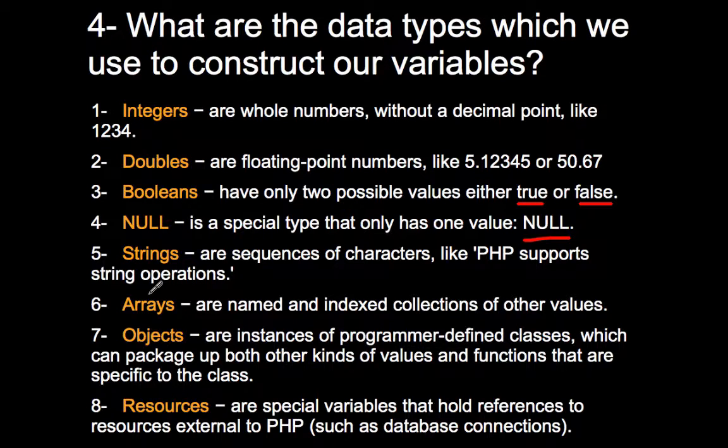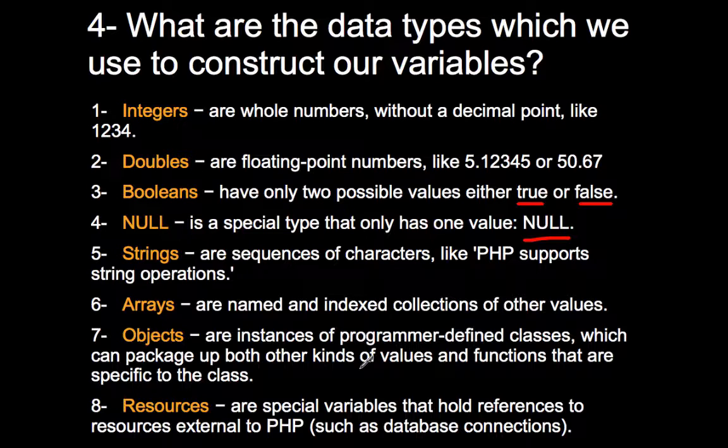Objects and resources we will know more about in the next lesson, but in brief, objects are instances of programmer-defined classes, which can package up both other kinds of values and functions that are specific to the class. Resources are special variables that hold references to resources external to PHP, such as a database connection.